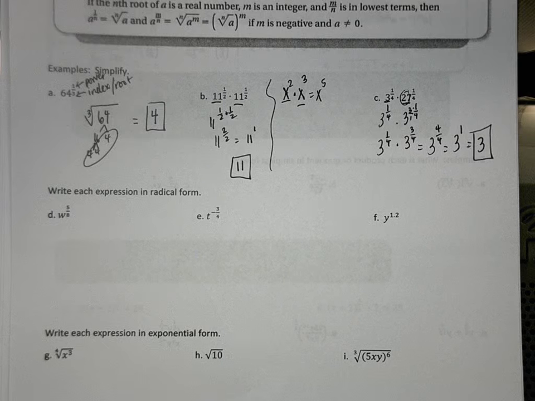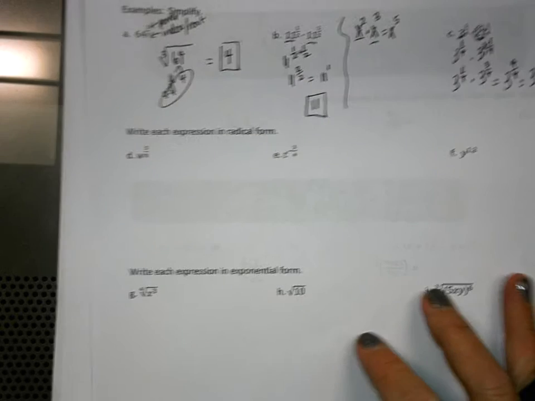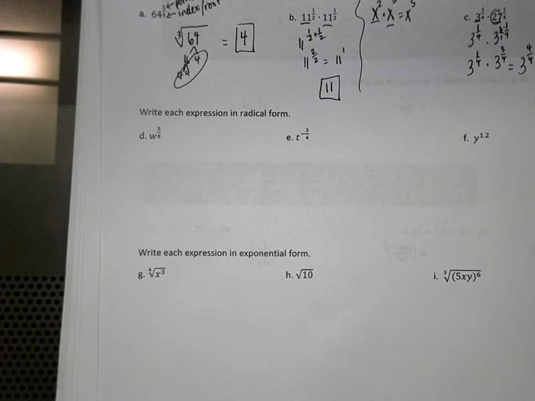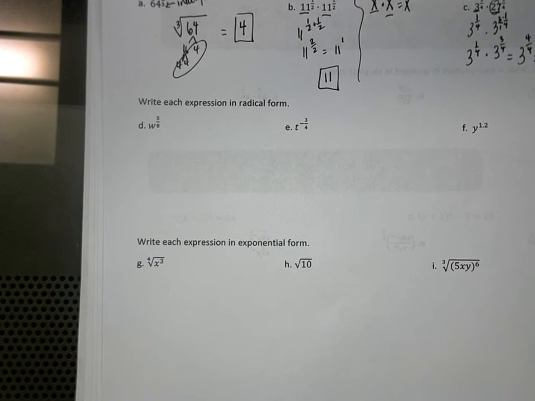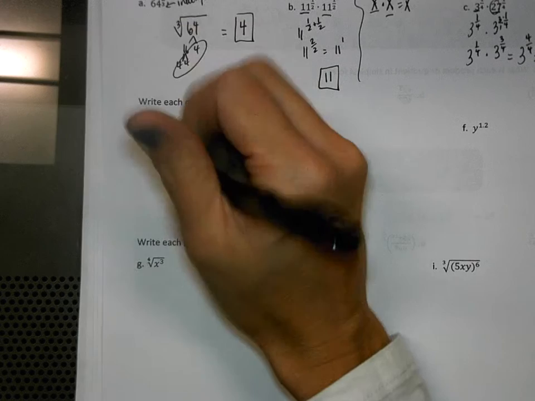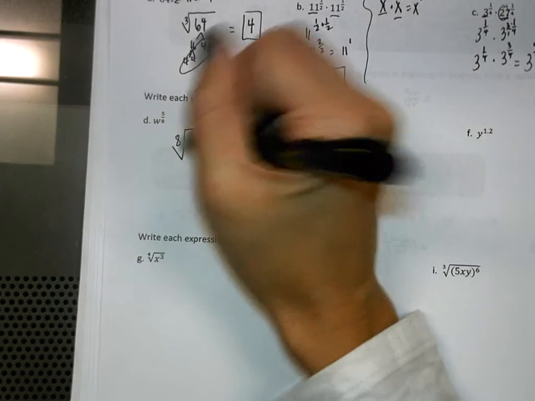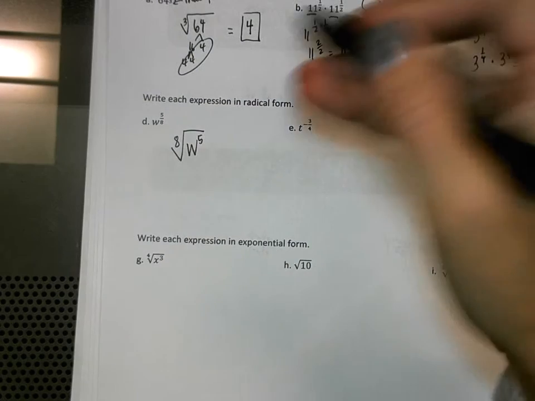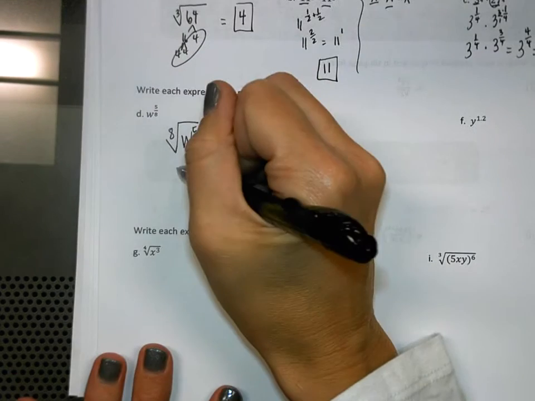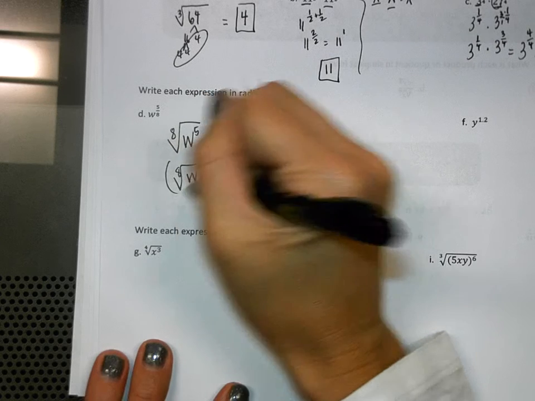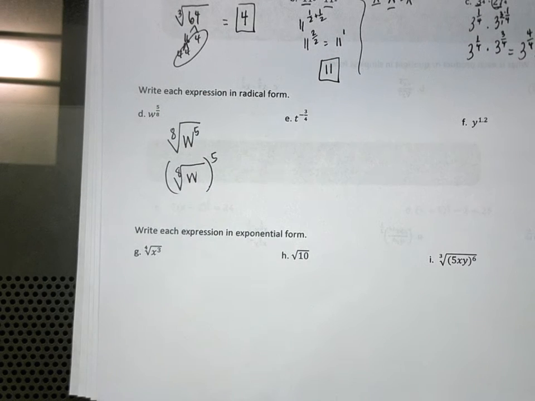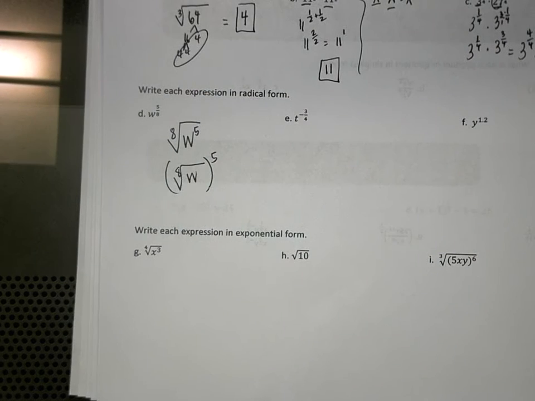All right. D. It says write each expression in radical form. So what would be my index on D? 8. So we have the 8th root of w to the 5th power. Another way that this could be written is the 8th root of w and then the whole thing raised to the 5th power. Both of those mean the same thing and both are acceptable answers. Colton, you getting all this?